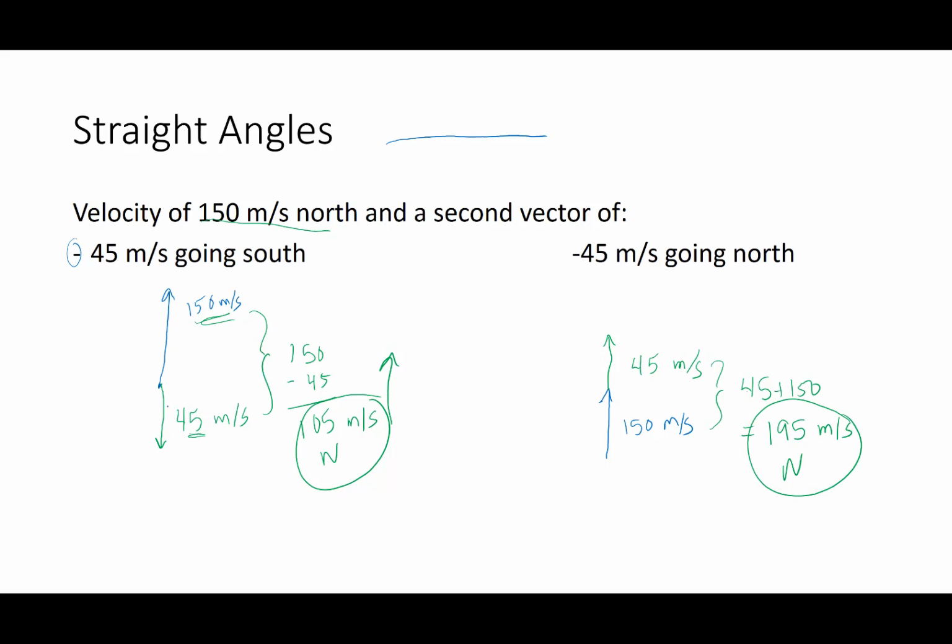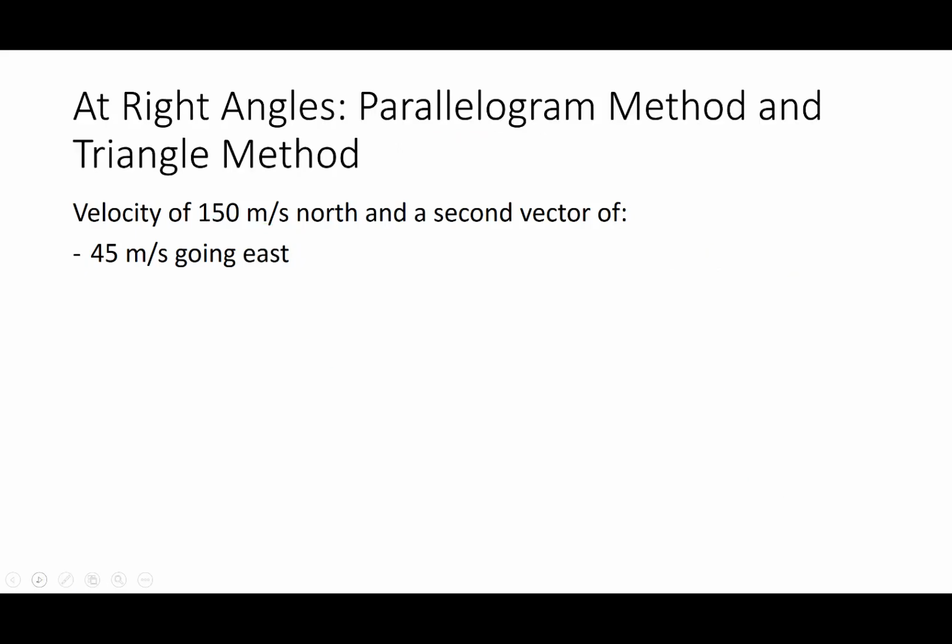So both of these represent straight angles, because they lined up with each other essentially at 180 degrees to make a straight line. Now our next ones are not going to be at straight angles. We are going to work only with ones that are at right angles.